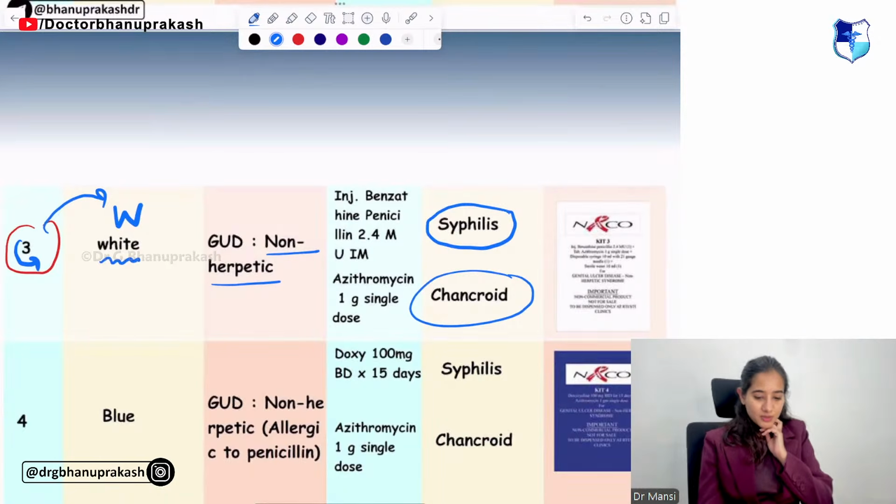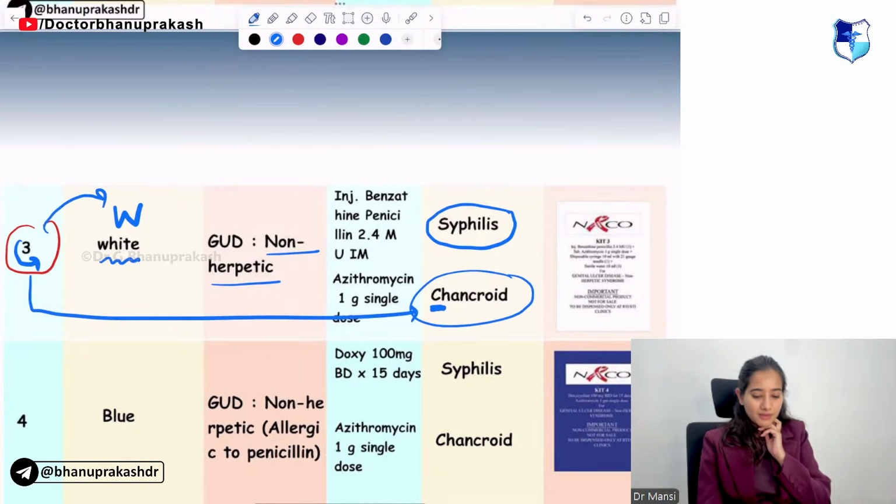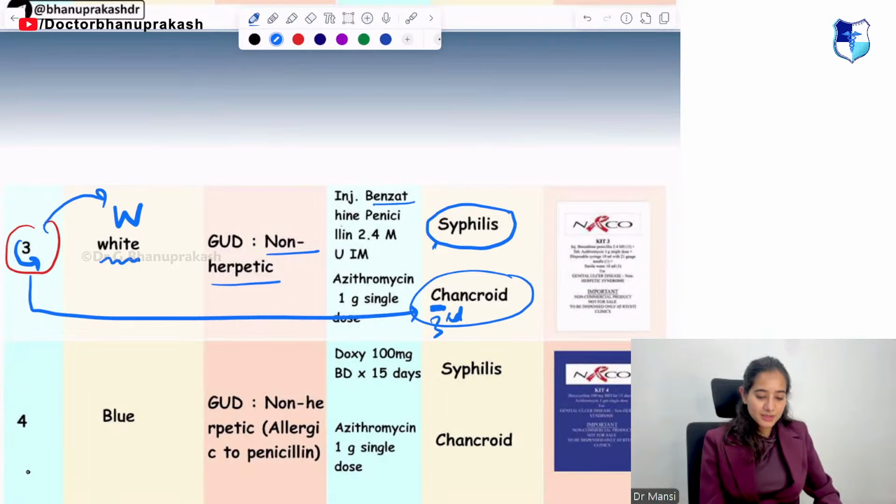Are you with me? So C, how are you going to remember C? C is the third alphabet. Okay, it is the third alphabet. Now listen to the mnemonics as well. And then you have syphilis. So it sounds like this, C, C3. That's how you can remember. So it has benzathine penicillin in it and azithromycin in it.